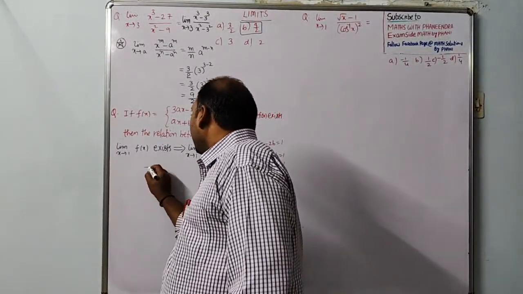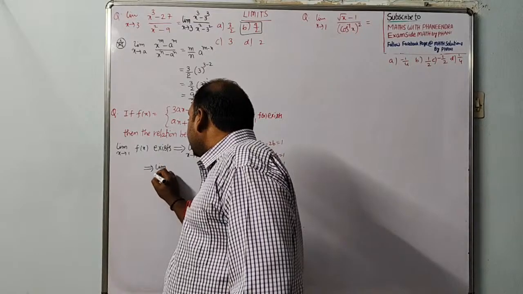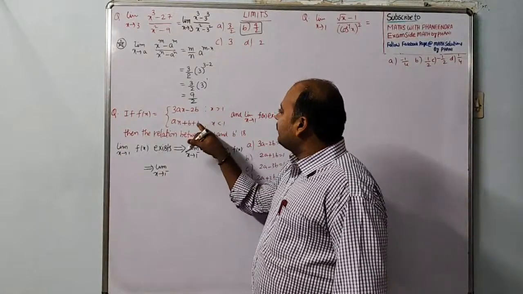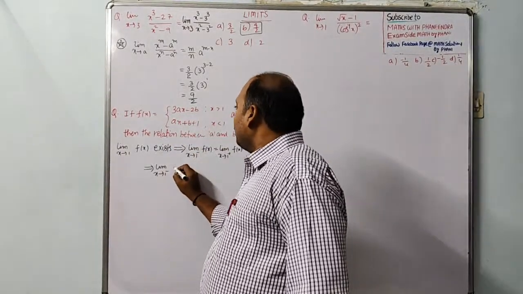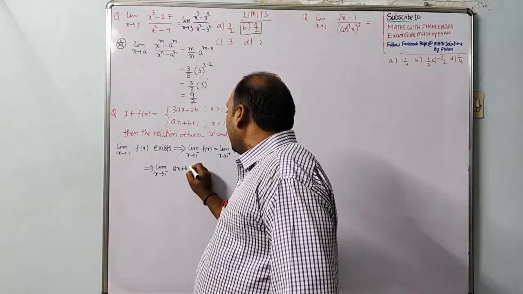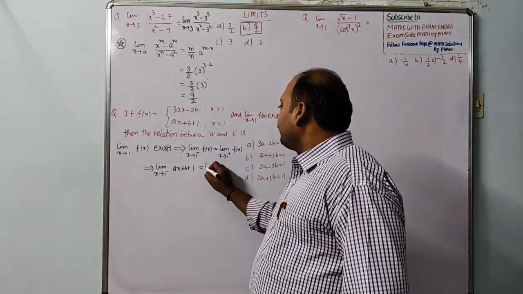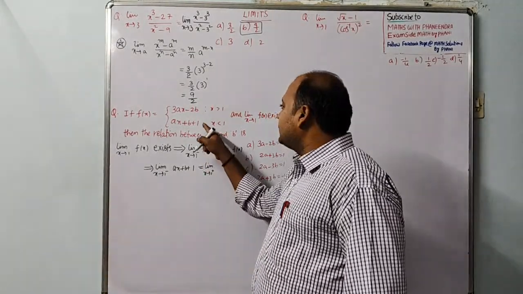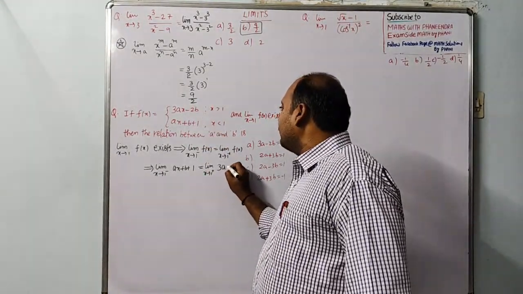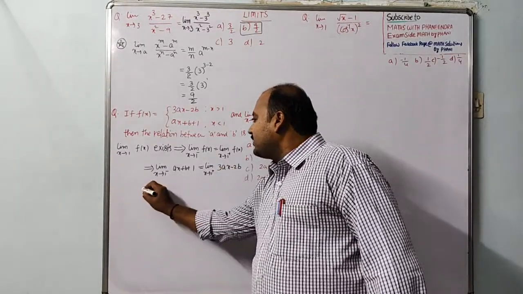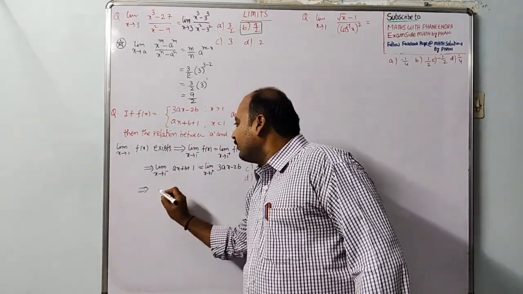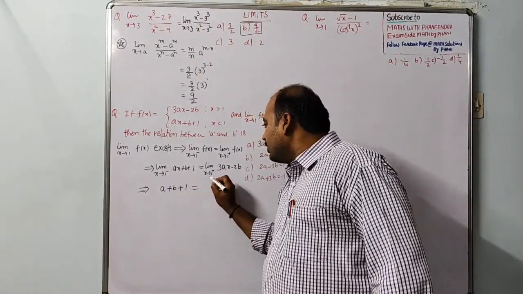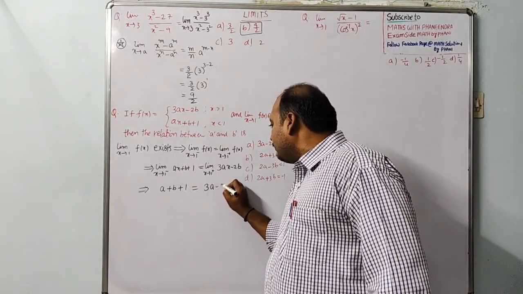So now limit x tends to 1 minus, x tends to 1 minus means x is less than 1. When x is less than 1, what is the function here? So in place of that, ax plus b plus 1 is equal to limit x tends to 1 plus, x tends to 1 plus means x is greater than 1. When x is greater than 1, the function is 3ax minus 2b. So x is equal to 1, substitute. Here it will become a plus b plus 1 is equal to 3a minus 2b.